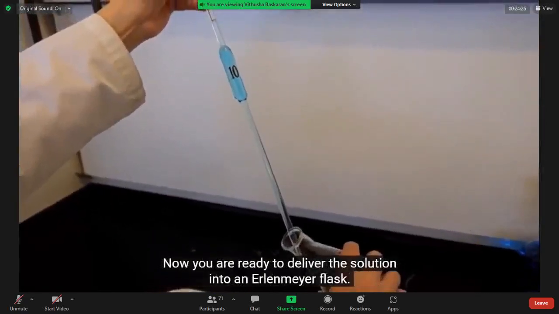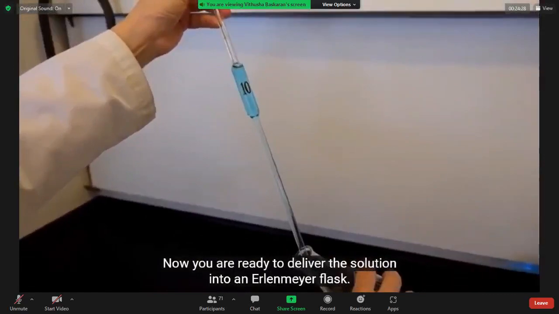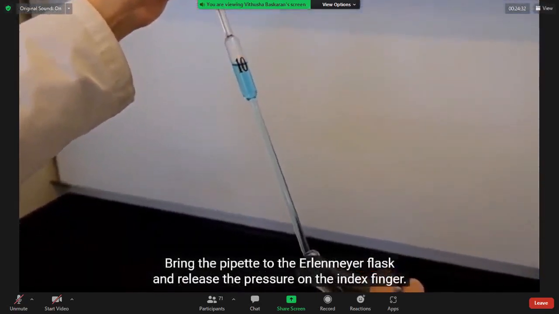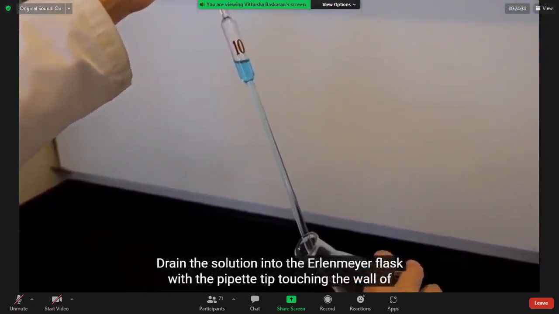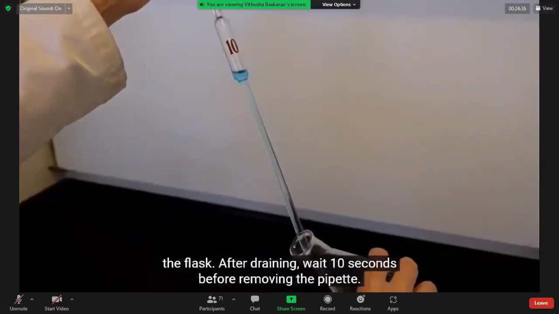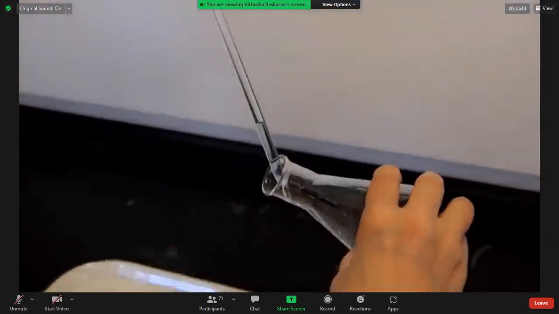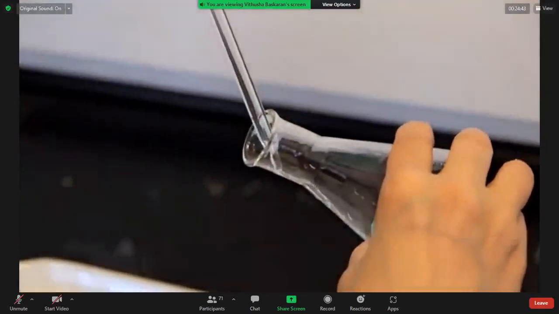Now you're ready to deliver the solution into an Erlenmeyer flask. Bring the pipette to the Erlenmeyer flask and release the pressure on the index finger. Drain the solution into the Erlenmeyer flask with the pipette tip touching the wall of the flask. After draining, wait 10 seconds before removing the pipette.